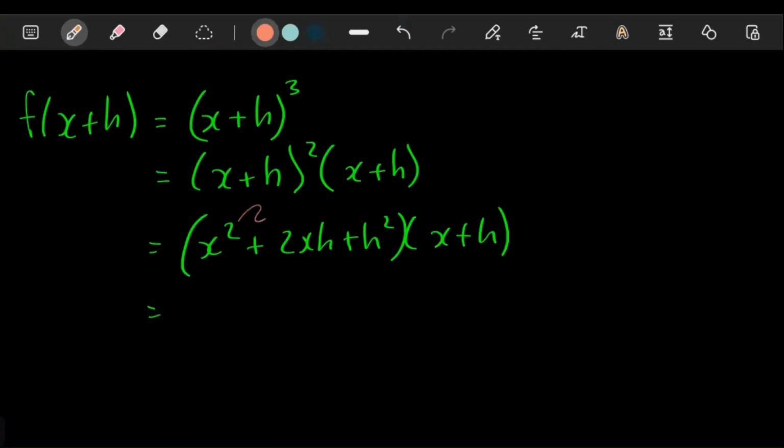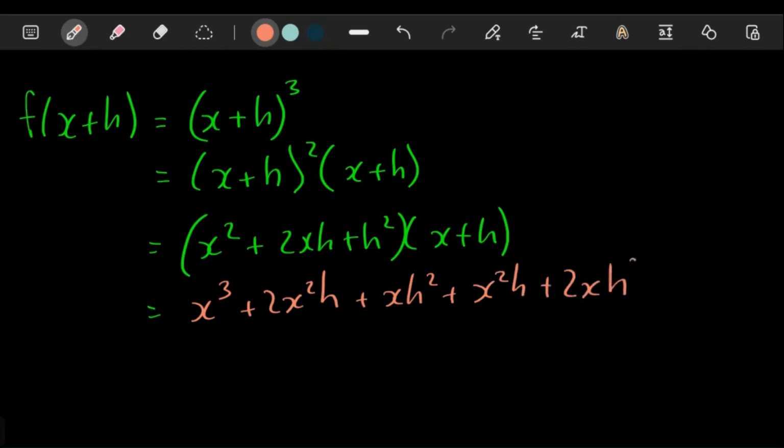So x times x squared is x cubed, x times this value is 2x squared h, x times this value is xh squared. H times x squared is x squared h. H times this value is 2xh squared. H times h squared is h to the power of 3. So what else? This is actually all we have. There are no like terms here. Oh wait, there is a like term. This is quite interesting. Yeah, there are like terms here.